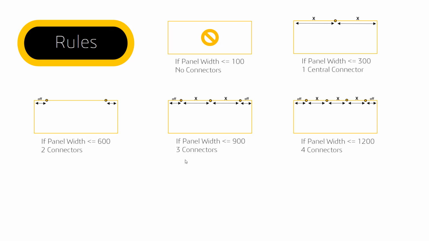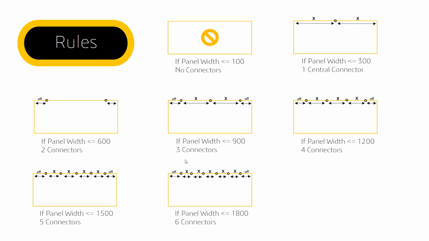If the panel width is less than or equal to 1200, then there'll be 4 equally spaced connectors with the given offset from the outside faces. If the panel width is less than or equal to 1500, then again there'll be 5 equally spaced connectors this time with the given offset from the outside faces. If the panel width is less than or equal to 1800, then we will have 6 equally spaced connectors with the given offset. And finally, our last scenario will be that if the panel width is less than or equal to 2100, then there'll be 7 equally spaced connectors with the given offset from the outside faces.